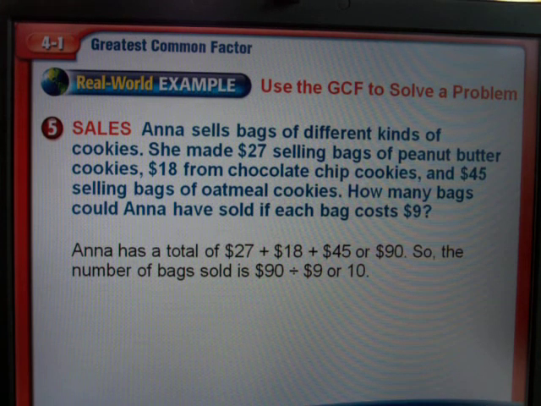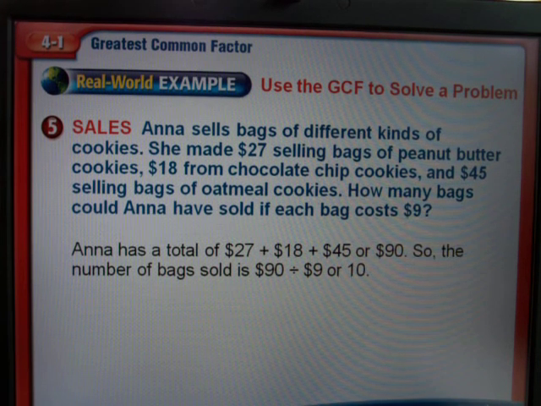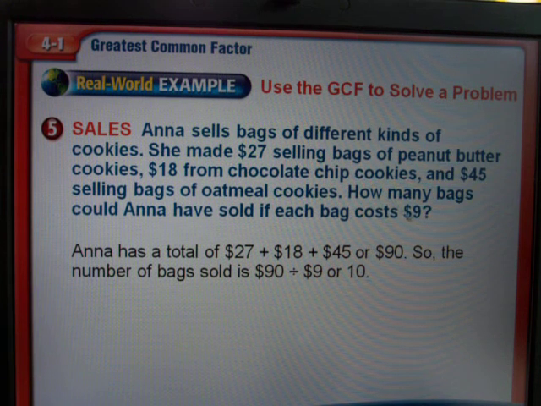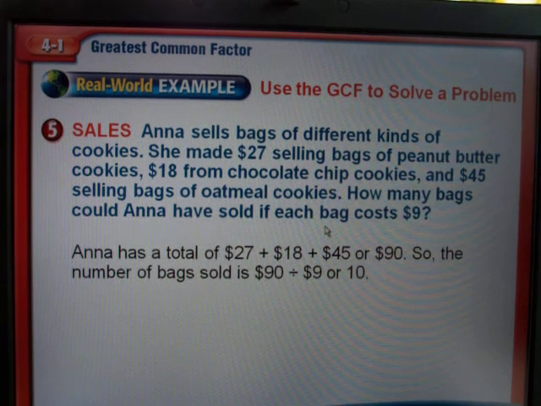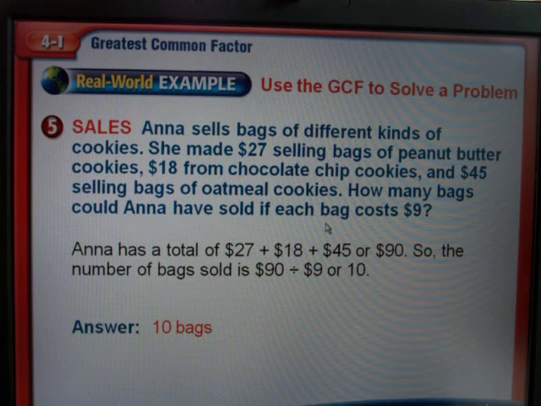If you wanted, you would go ahead and not necessarily do it in that order. When I go through, I would say, okay, well, 27 divided by 9 is 3, 45 divided by 9 is 5, and 18 divided by 9 is 2. 3 plus 5 plus 2 still gives you 10 bags. It's just a different way to go about solving it. The idea is that there's more than one way to solve a good math problem.